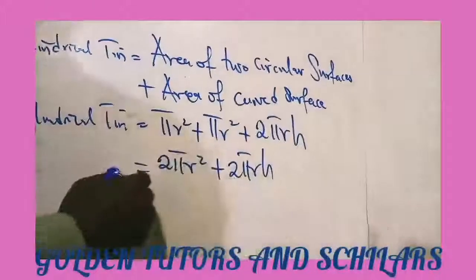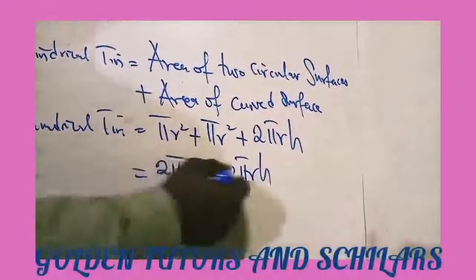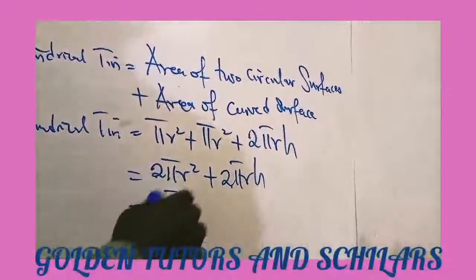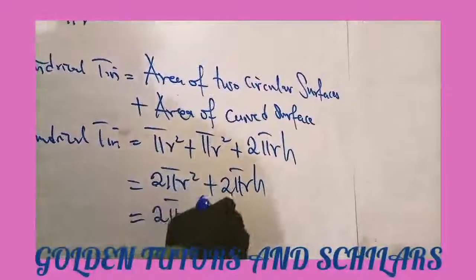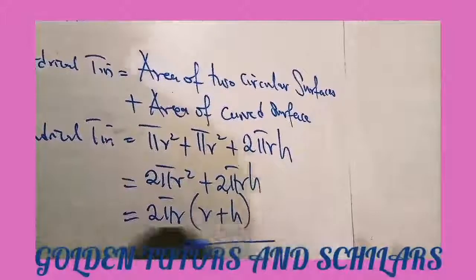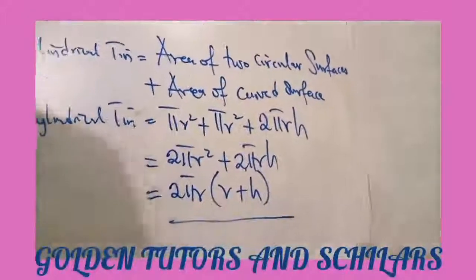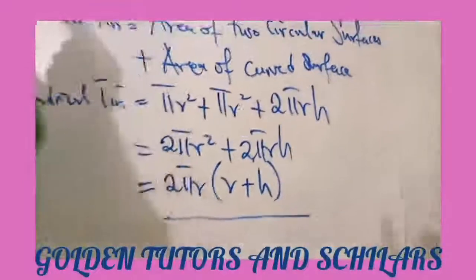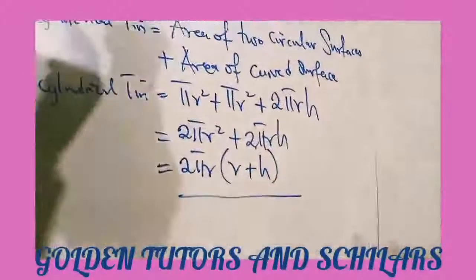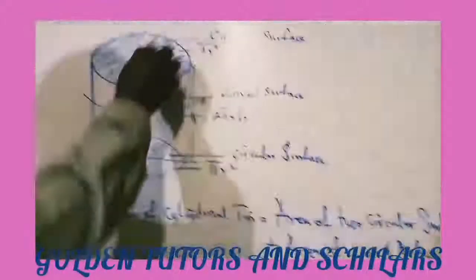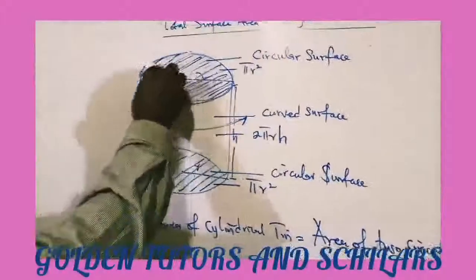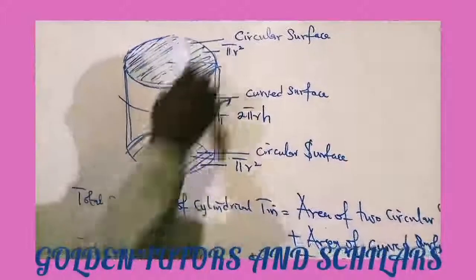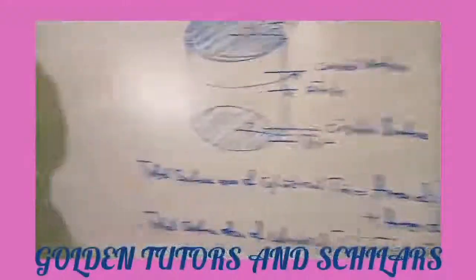So if we factorize this out, 2 is here, 2 is here, pi is here, pi is here, r is here. So if we bring that 2 pi r out, you have r plus h here. This is the formula we need to calculate the total surface area of a solid cylindrical thing. Solid in the sense that both surfaces at the top and bottom are closed.